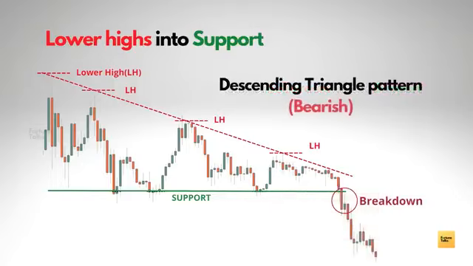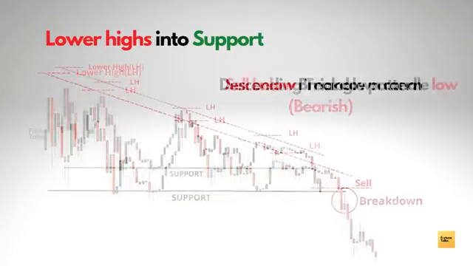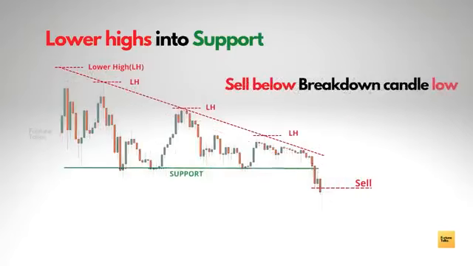And you might be familiar with this chart pattern called the descending triangle. So if you spot such a pattern in the market, it means that the market could break down lower. In this case, you should initiate a short trade below the breakdown candle low after the candle closes below the support level, just for confirmation.